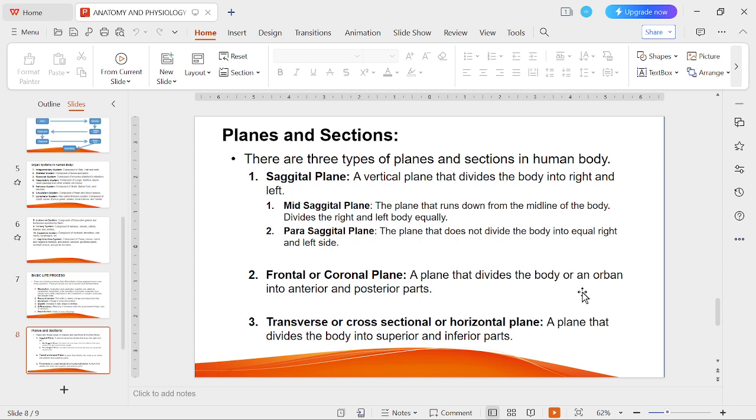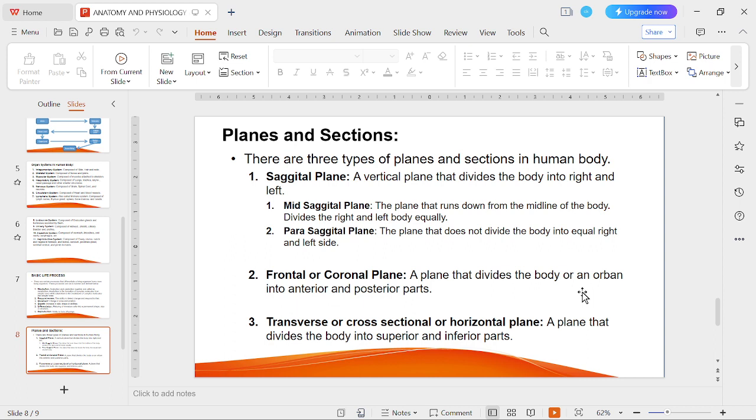Coming to planes and sections in the human body, there are 3 types of planes and sections. Planes and sections are basically the same things. So the first one is the sagittal plane. It is a vertical plane that divides the body into right and left parts. It is further divided into 2 types.